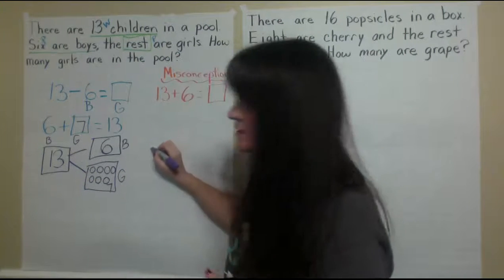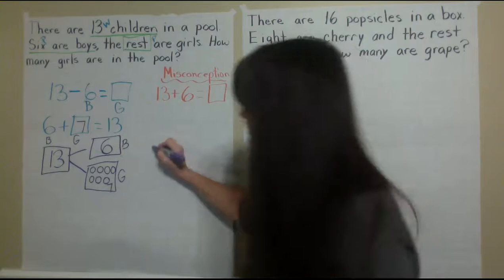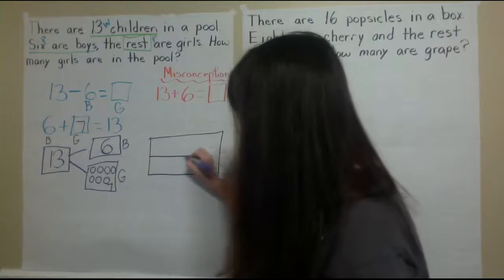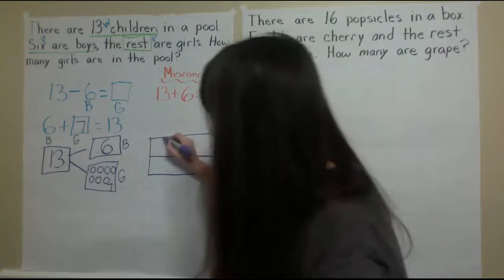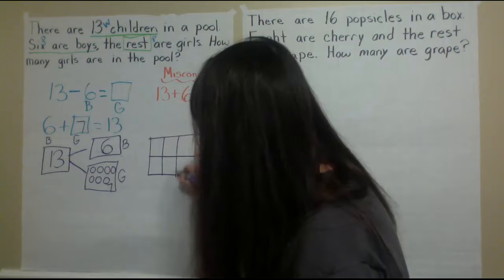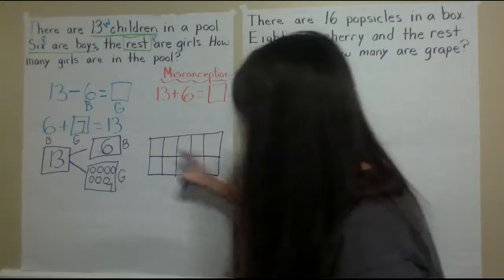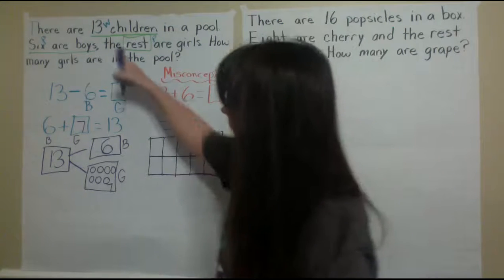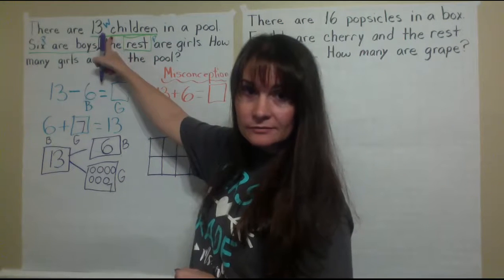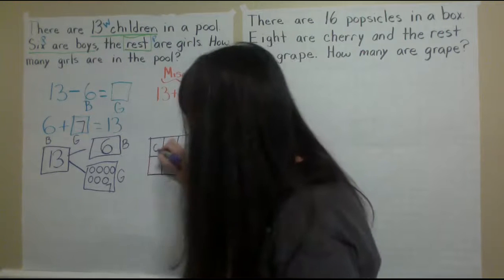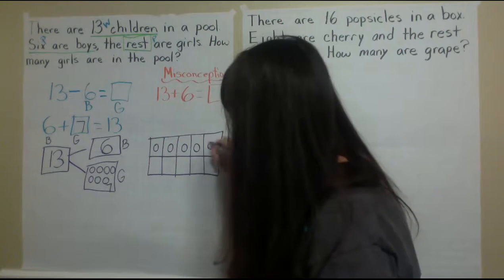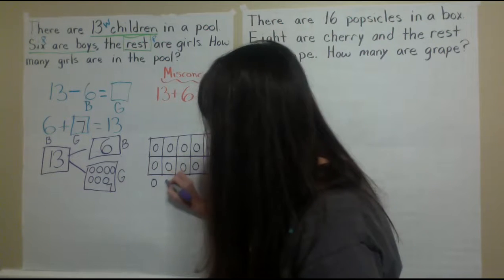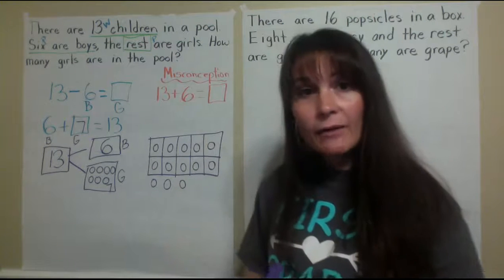I saw someone start off with a 10 frame. We draw our box, we slice it, and then we put 4 lines down. 1, 2, 3, 4. That gives us our 10 frame. 5 on top, 5 on the bottom. How many children do I need to start with? 13. So 1, 2, 3, 4, 5, 6, 7, 8, 9, 10, 11, 12, 13. So now I have 13.